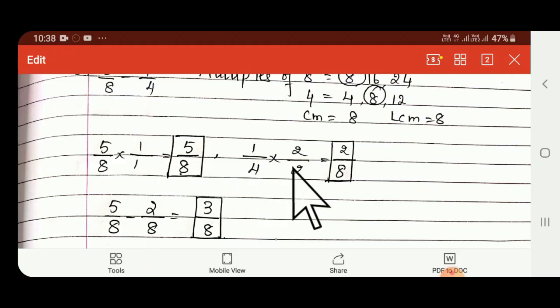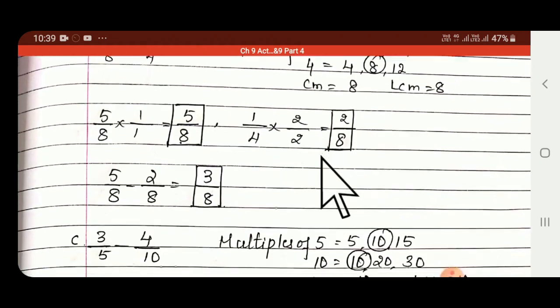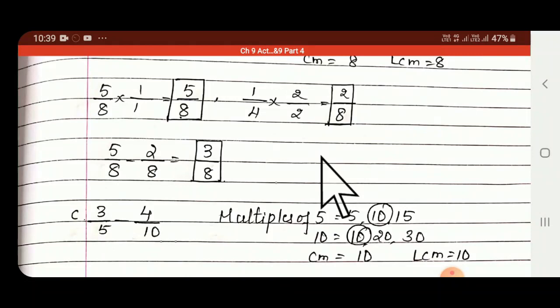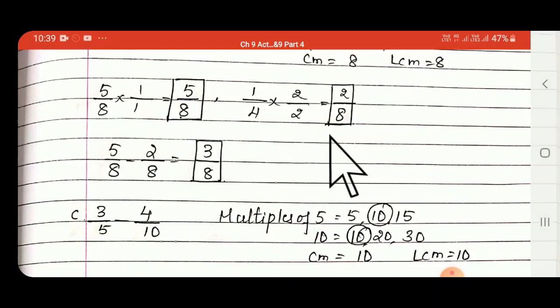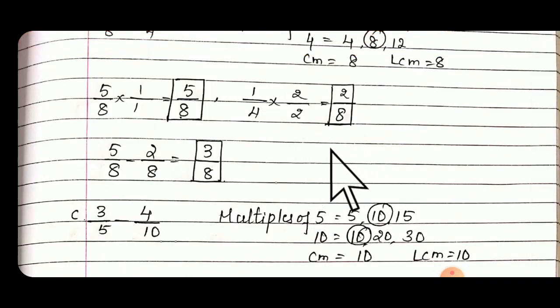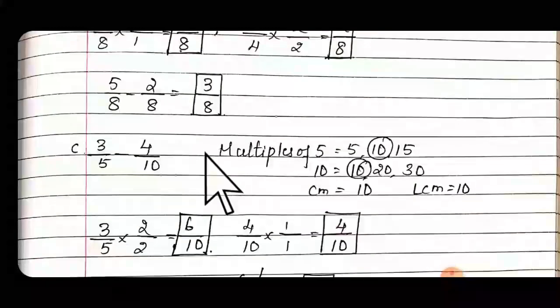1 by 4 into dash, so that you get 8 as denominator. 4 twos are 8. See, 4 twos are 8. 2 and 2, if you keep 1 numerator. We got 5 by 8 and 2 by 8. The denominators are same. That means the fractions are now like fractions. Now you can subtract 5 by 8 minus 2 by 8. Keep denominator 8 as it is. 5 minus 2, it will be 3. Do similarly.